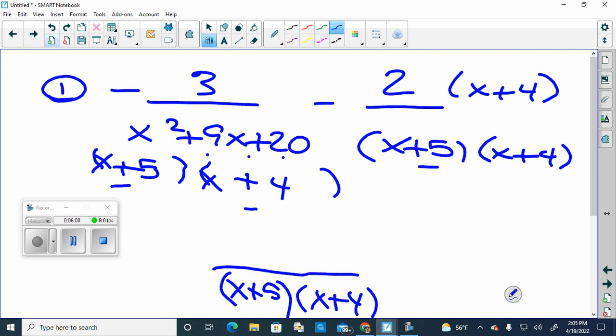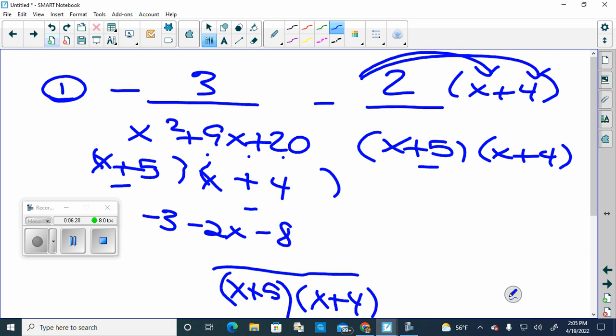I didn't have to change anything to this one, so that one stays the same. But this one has a -2, so I have to distribute that -2 to both of those things. A -2 times x would be a negative 2x. A -2 times 4 is going to make it a -8. Now you combine your like terms. That one didn't have one, so it stays the same, but these are like terms, so it'd be a negative 11.